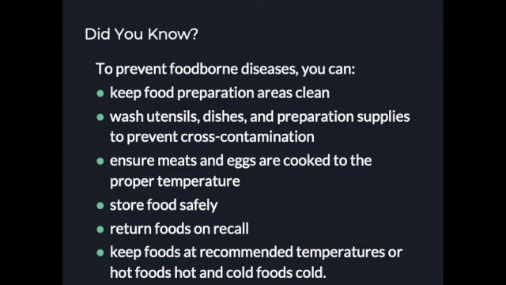To prevent foodborne illness, adults should pay careful attention to food safety, which involves keeping food preparation areas clean to avoid the spread of harmful bacteria, washing utensils, dishes, and preparation supplies thoroughly with soap and water to prevent cross-contamination, which is the spread of bacteria from one food to another via an object, ensuring that all meats and egg dishes are cooked to proper temperatures, storing food safely before preparation and storing leftovers safely after preparation, keeping foods at recommended temperatures, which means keeping hot foods hot and cold foods cold, returning foods on recall, and notifying your physician if these foods were eaten prior to the knowledge of this recall.